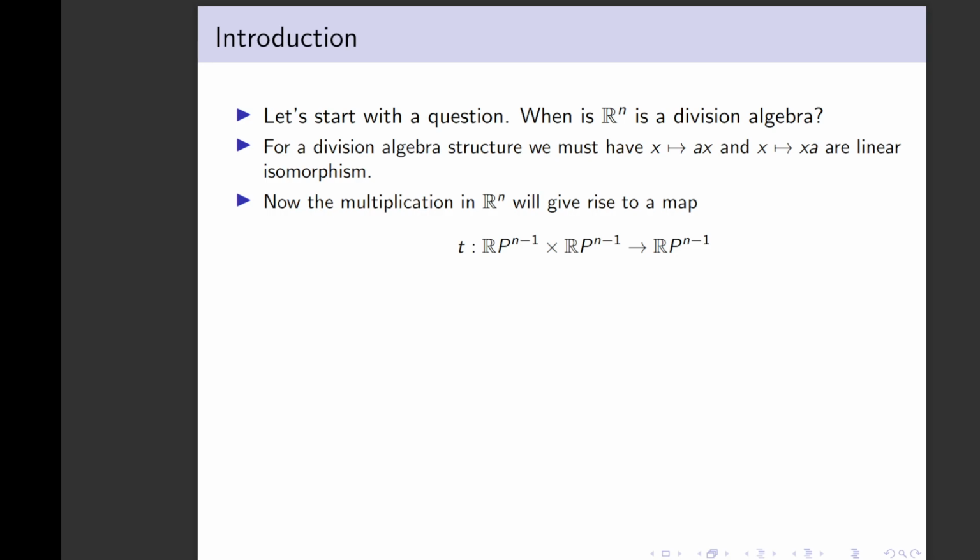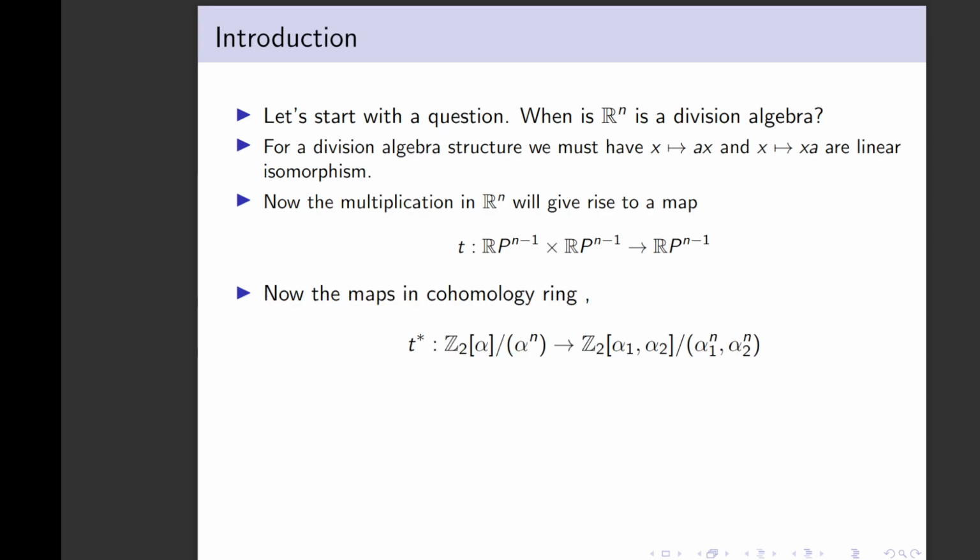So we can take the corresponding quotient, and I will get a map from RP^(n-1) times RP^(n-1) to RP^(n-1). This will induce a map in the cohomology ring. Since cohomology is a contravariant functor, everything gets reversed. And as I have already mentioned, if I have two spaces, the cohomology of their product will just be the tensor product. So the corresponding cohomology ring will just be this.